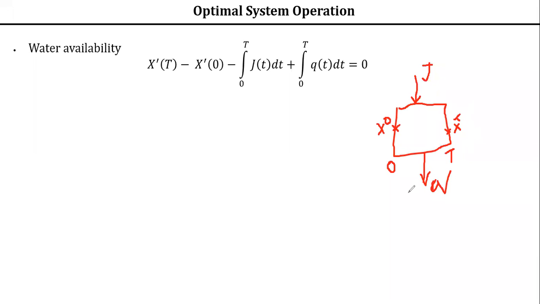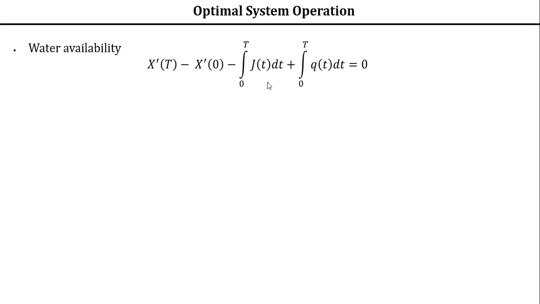So this X of T is equal to the initial storage plus inflow, which is the total water available in your reservoir, isn't it? That is X naught plus inflow minus the discharge, that is Q. So when you take these terms onto the LHS, forgetting about the dash, XT minus X zero minus the J term, and taking Q to the other side, it becomes plus Q. Hope you understood this one. Clear? Now, with that equation, this is your water availability equation.